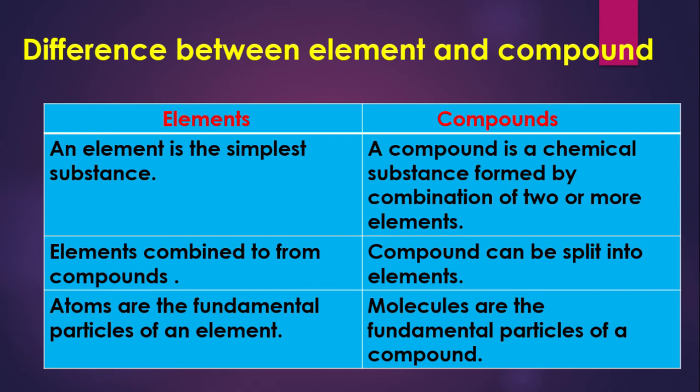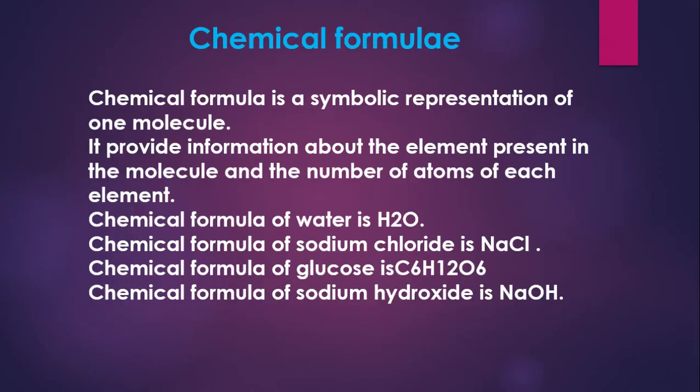Difference between elements and compounds. An element is the simplest substance. A compound is a chemical substance formed by the combination of 2 or more elements. Elements combine to form compounds. Compounds can be split into elements. Atoms are the fundamental particles of an element. Molecules are the fundamental particles of a compound.